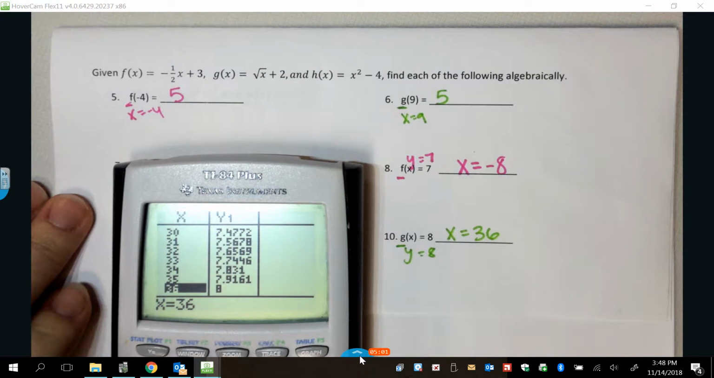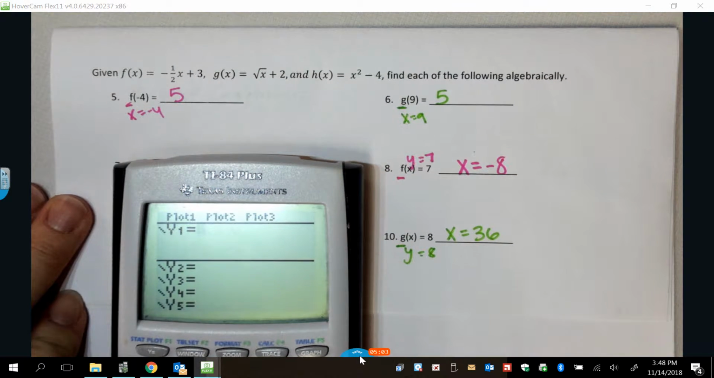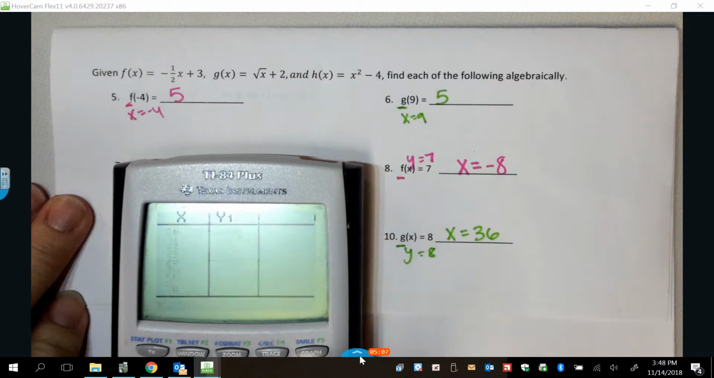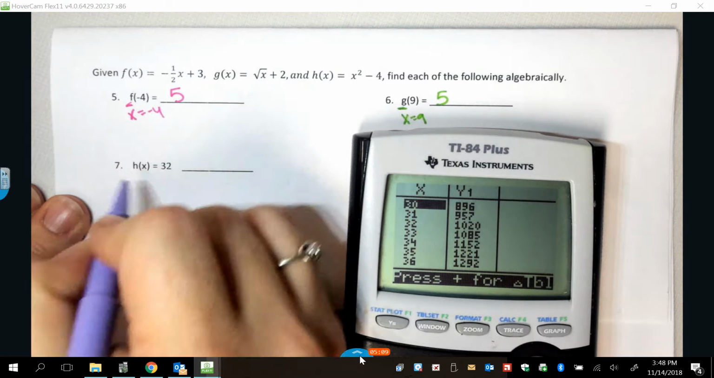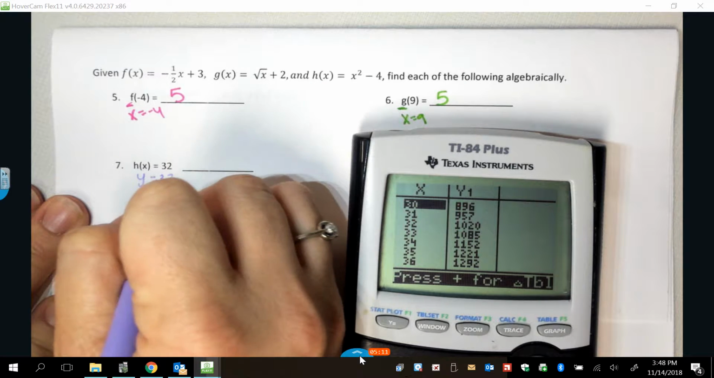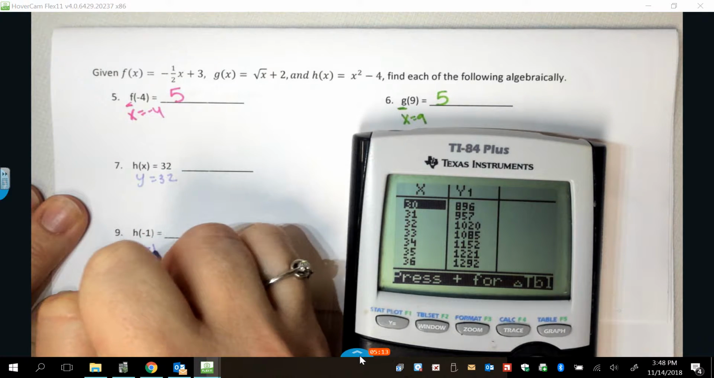Okay, last but not least, we're going to do the h equation. X squared minus 4. Go to my table. So I'm looking for these two. So this is where y equals 32. This is where x equals negative 1.